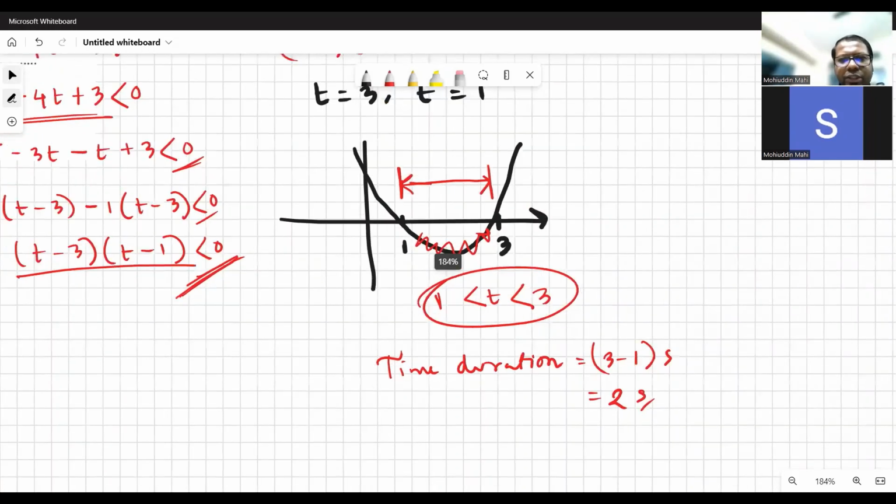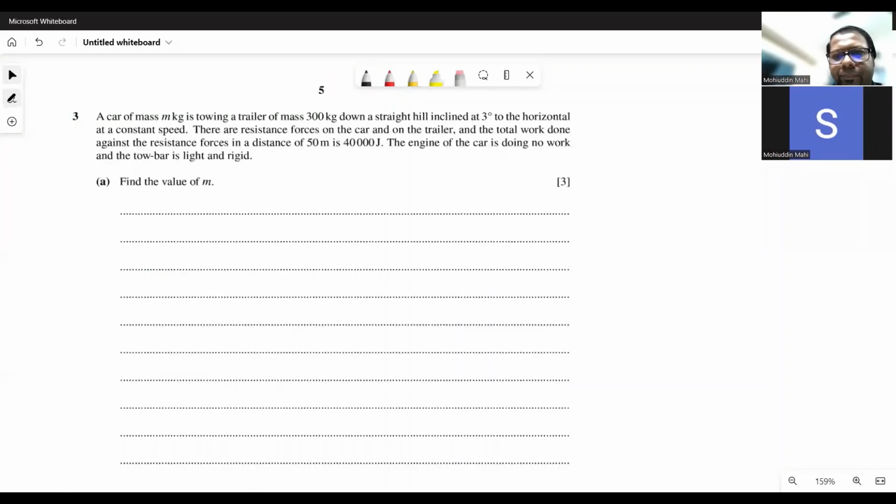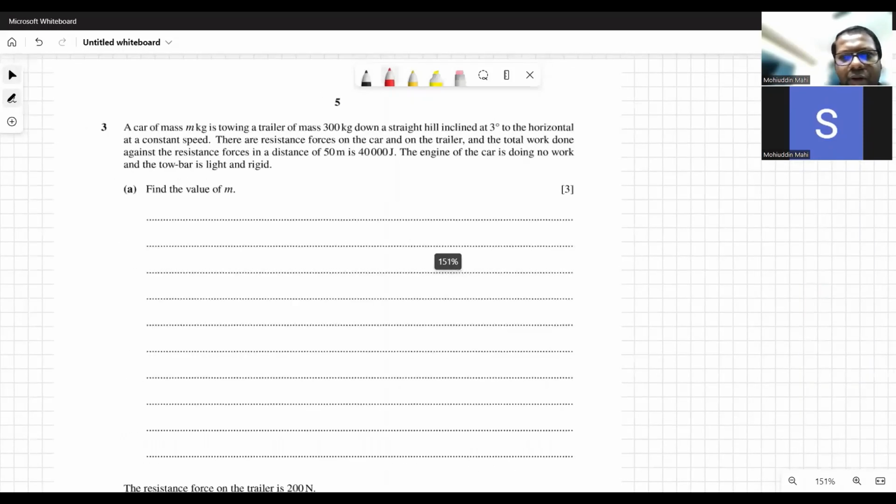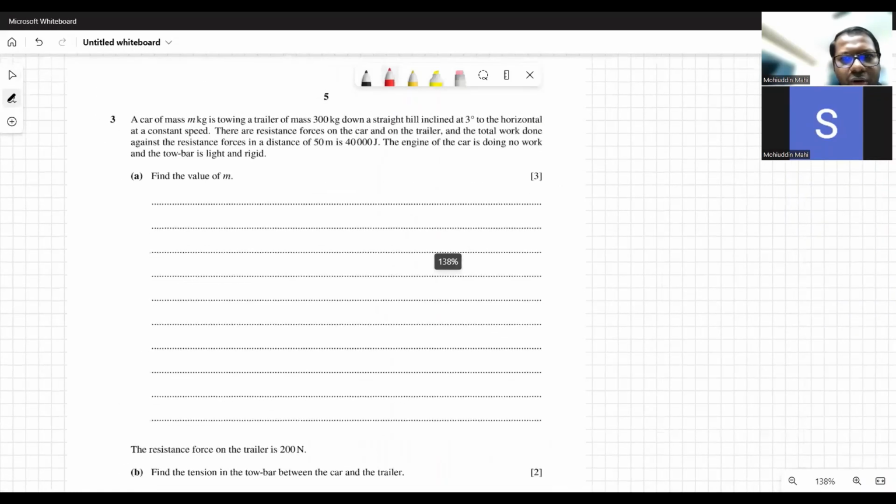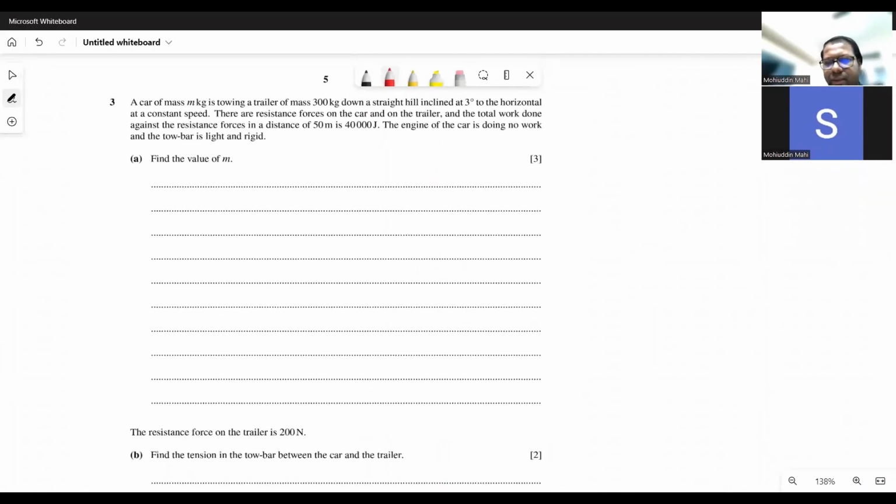So let's move on to question 3. Let's go through the question. A car of mass m kg is towing a trailer of mass 300 kg down a straight hill inclined at 3 degrees to the horizontal at a constant speed. At first we have to draw a well-labeled figure. It's not necessary, there's no mark for that, but if the diagram is clear, it'll be easier for you to deduce the equations that are required to solve the question.